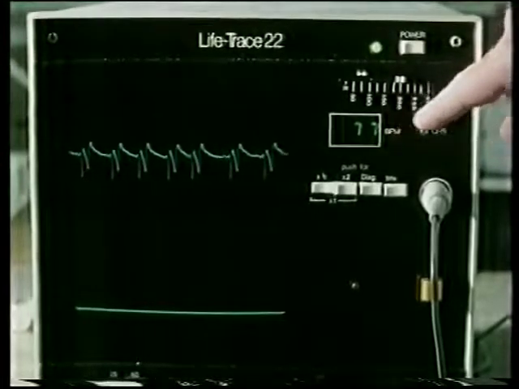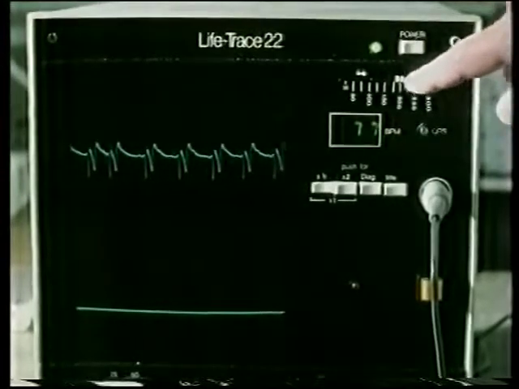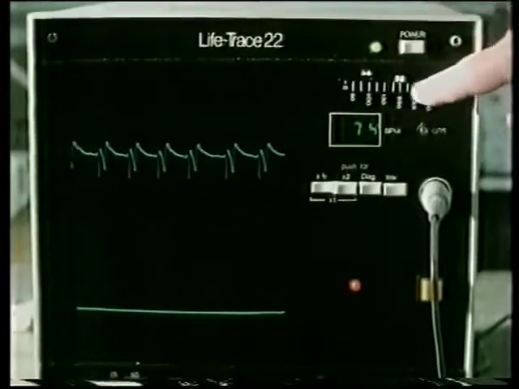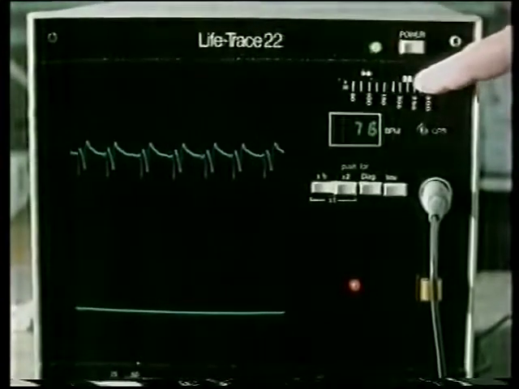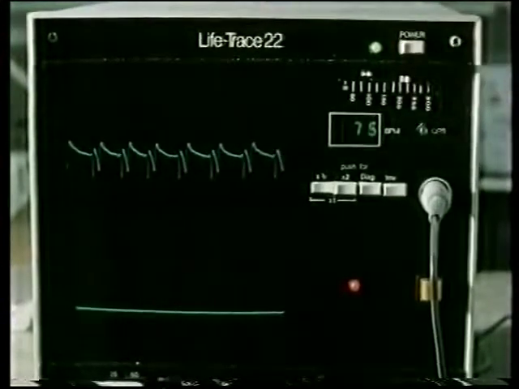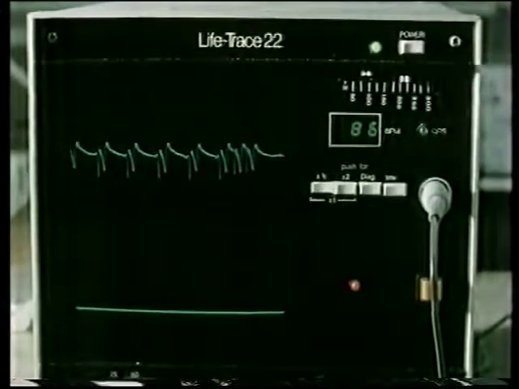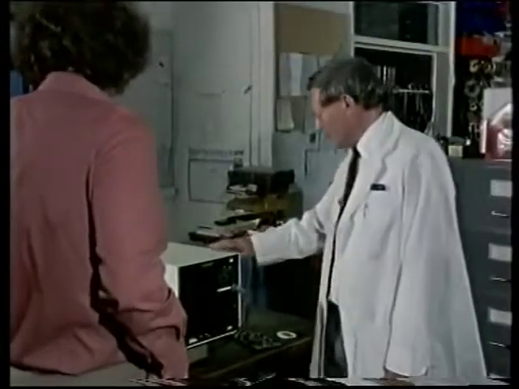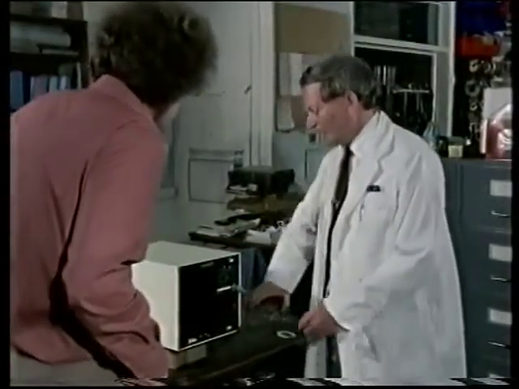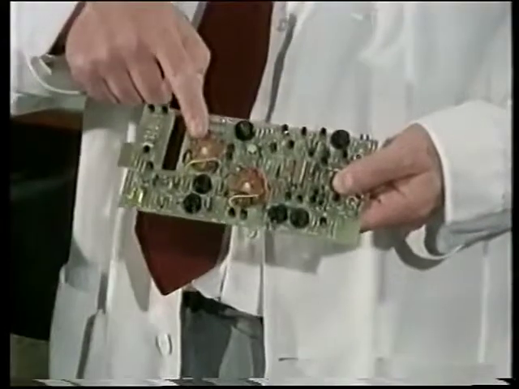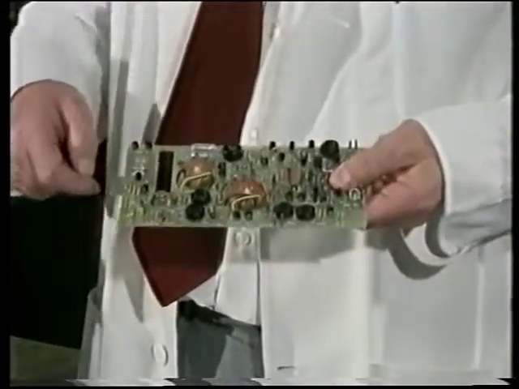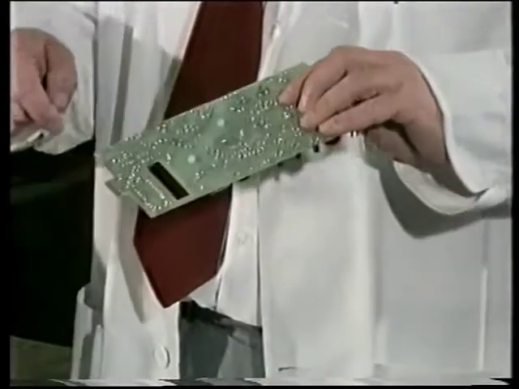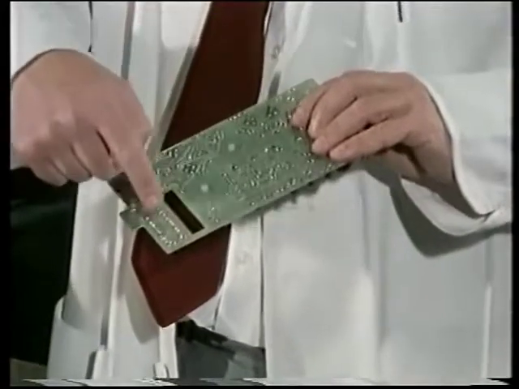Also, we have an alarm system so that if the rate moves out of specified limits, which can be set by this and this slider, it will sound an alarm and draw the nurse's attention. And how is all this equipment powered? This is all powered from the mains, but the patient is also further isolated from the main box by means of a transformer and a large gap between the two parts of the circuit.